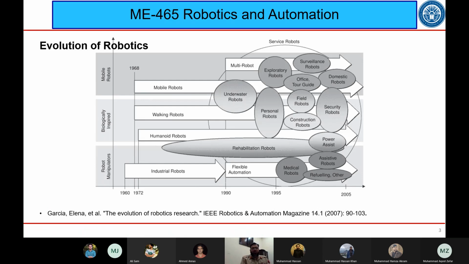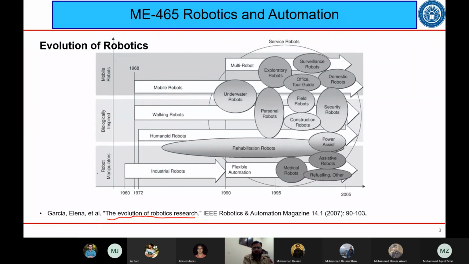So we go on. This is a diagram taken from a research paper with the name The Evolution of Robotics Research. It is written by Garcia, and he has written a very comprehensive paper which shows us different robotic development over a period of time. So I've taken this picture from that research.